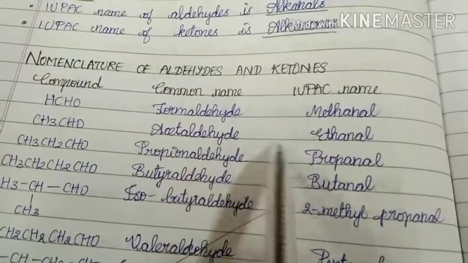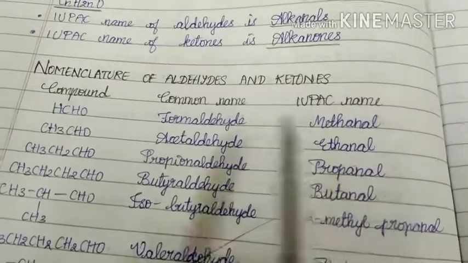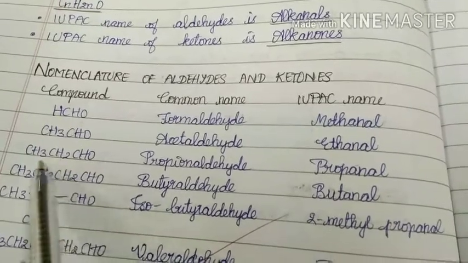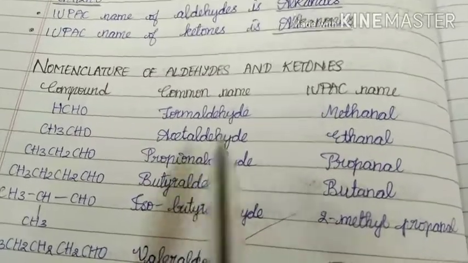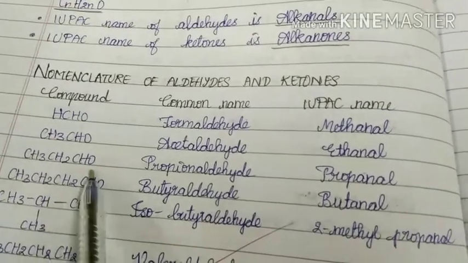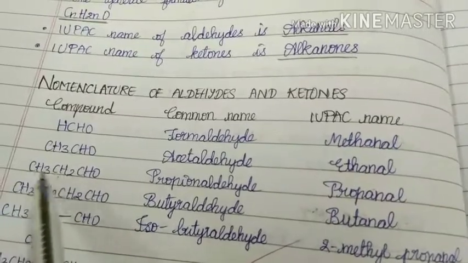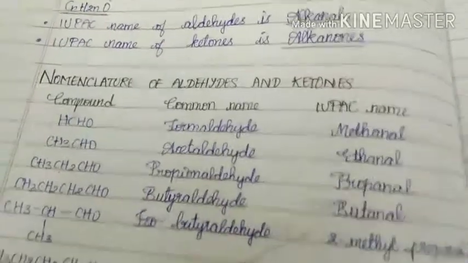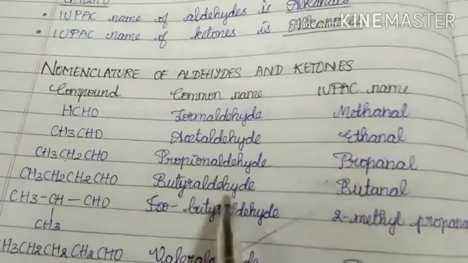So its IUPAC name is ethanal. This is the IUPAC name for acetaldehyde. Next, CH3, CH2, CHO. 3 carbons. So, propionaldehyde. This is the common name, not the IUPAC name. The IUPAC name is propanal, because 3 carbons, prop. Why should we mention ane? Because between carbons, single bonds are present. CHO is present, then the secondary suffix is al. Propanal. Next, in this case, CH3, CH2, CH2, CHO, 4 carbons. Butyraldehyde. This is the common name.